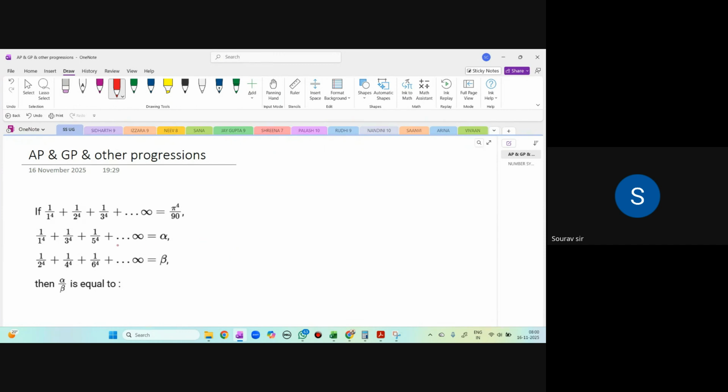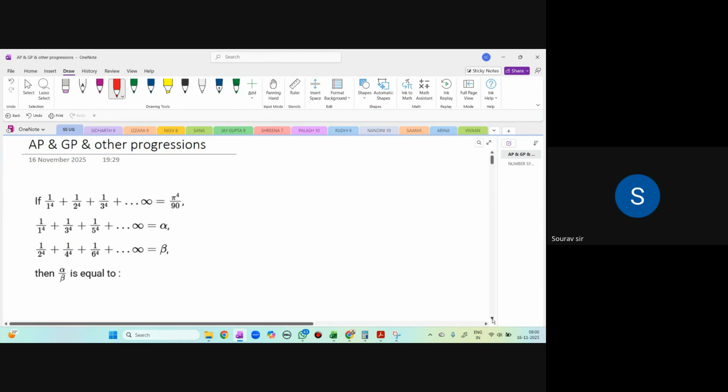1 by 1 to the power 4 plus 1 by 2 to the power 4, etc., up to infinity is pi to the power 4 by 90. And the sum of the odd terms is alpha, sum of the even terms is beta. What is the ratio of alpha by beta?